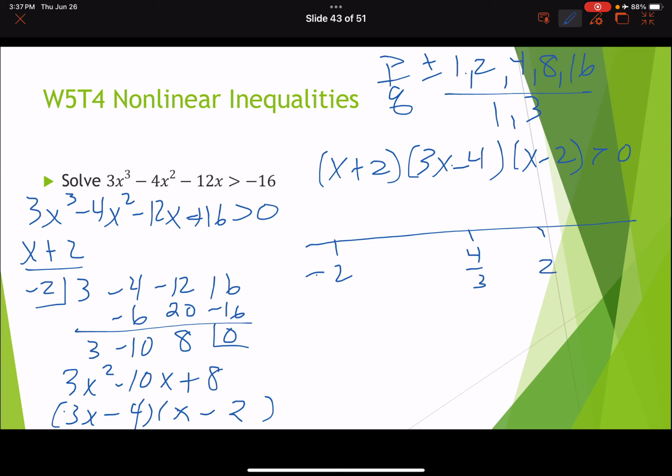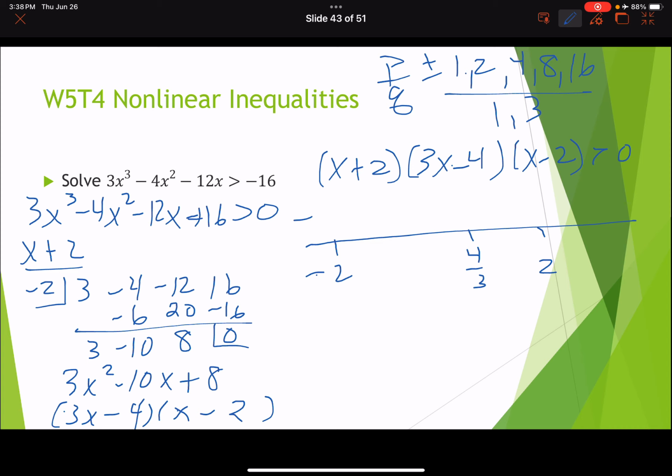So let's say we test left of negative 2. So I would use the factored form because that makes it easy. If we go like negative 3, the first one, the x plus 2 is going to be negative. The 3x minus 4 is going to be negative. And the x minus 2 is going to be negative. So you have negative, negative, negative. That makes a negative. So that whole area is going to be negative, not a solution. We want it to be bigger than 0.